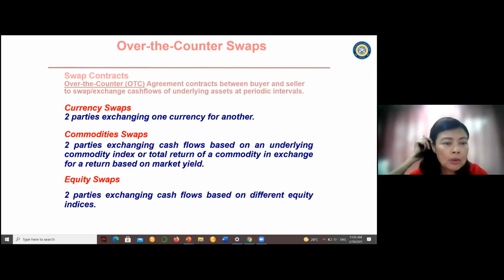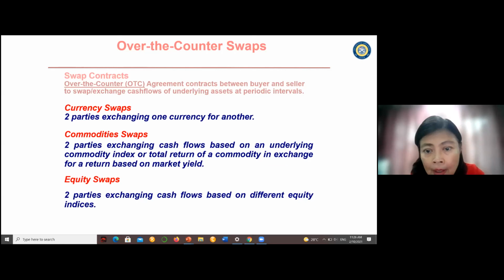If it's a currency swap, you're in Indonesia, I'm in Malaysia, but I want to go to Indonesia to do business and you want to come to Malaysia to do business, but we do not want the currency risk. What we do is we just swap our currency risk, which means that I always do business in Malaysian ringgit and you always do business in Indonesian rupiah. That's what currency swaps are.